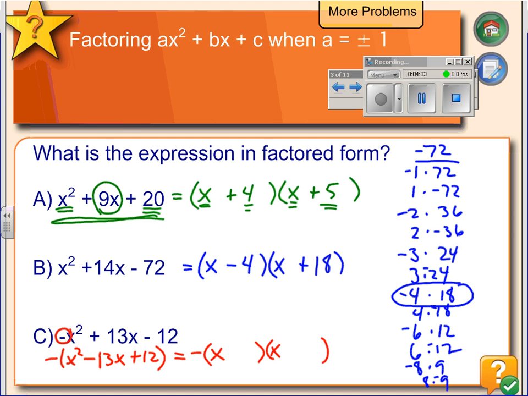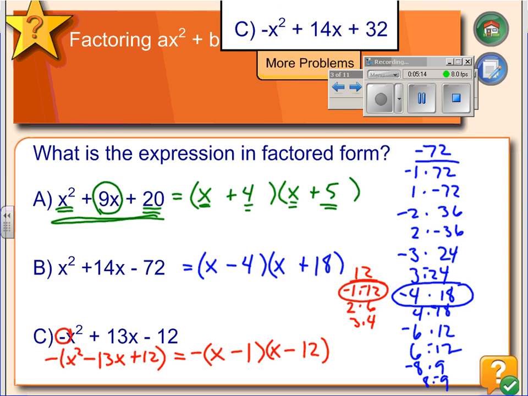So x times x is x squared. Making a list for 12, we're going to have 1 times 12. If it's positive, we only have to consider the positive choices. 2 times 6 and 3 times 4. So the one that adds up to 13 is 1 and 12, but it has to add up to a negative 13. So if we had a negative 1 times a negative 12, it would equal positive 12 when multiplied and negative 13 when added. So that's the one that we want. So there we go.